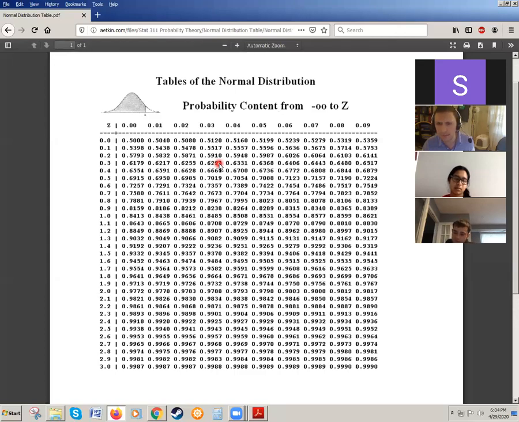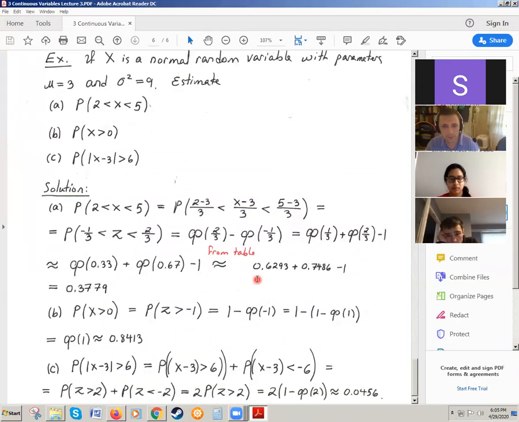And I do the same thing for 0.67. So this is 0.6, and then the 7th is somewhere here, in this column, and I see the value. So it's pretty clear what you do. And of course, when you have a computer, you don't bother doing it at all. I even have a program in my smartphone that can calculate for a bunch of distributions. So what we get is the first score, the second score, and I subtract 1, and then I get 0.3779.